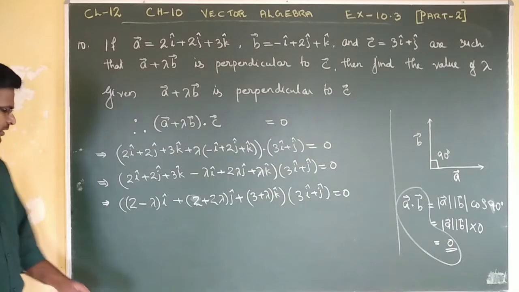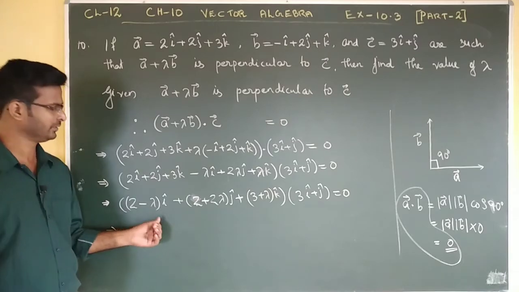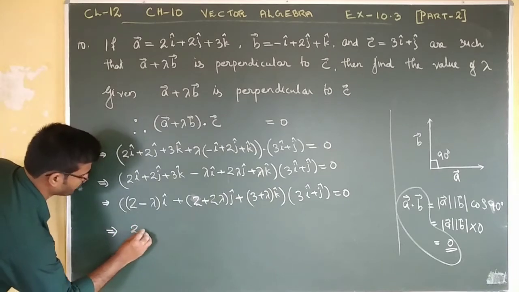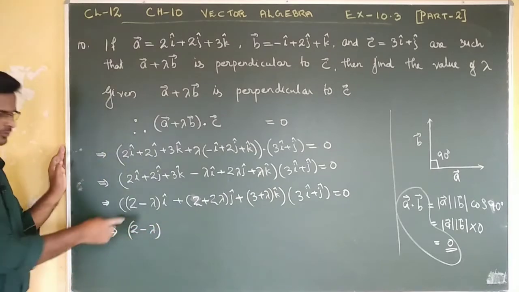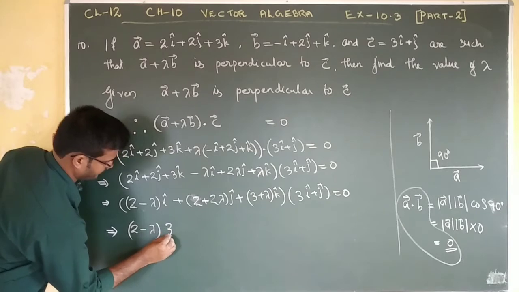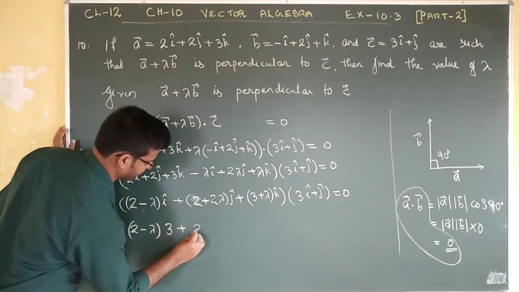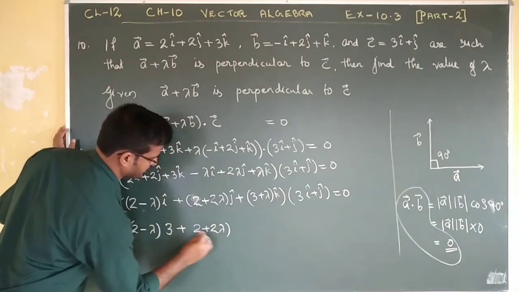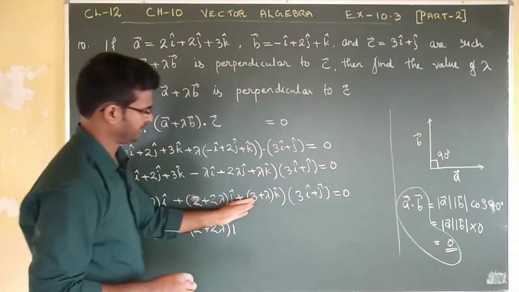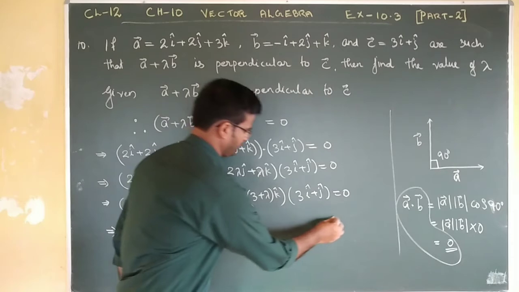Now we can take the scalar product. When you take the scalar product, we multiply the i components. Here we can write 2 minus lambda, this is the i component of the first vector, and here the i component is 3, plus next the j components, that is 2 plus 2 lambda into, here the j component is 1. For k, here k is there, but here the k component is 0, so no need to multiply. Right side equals 0.